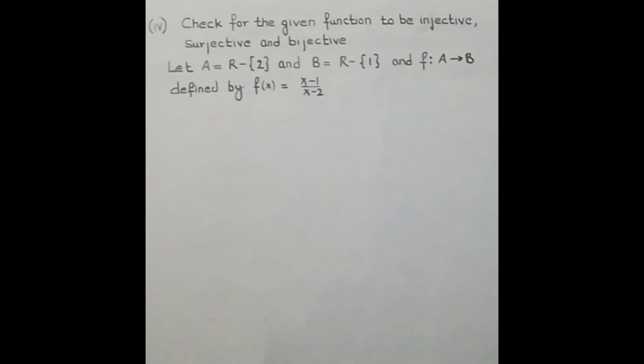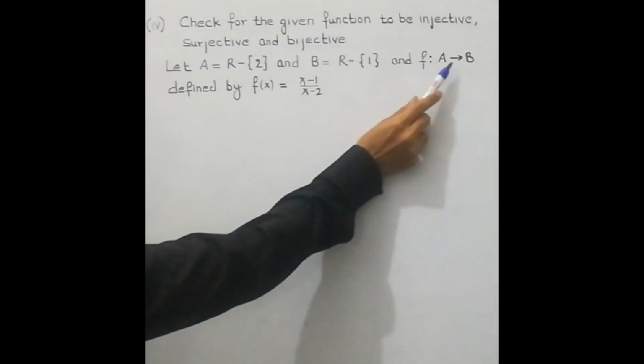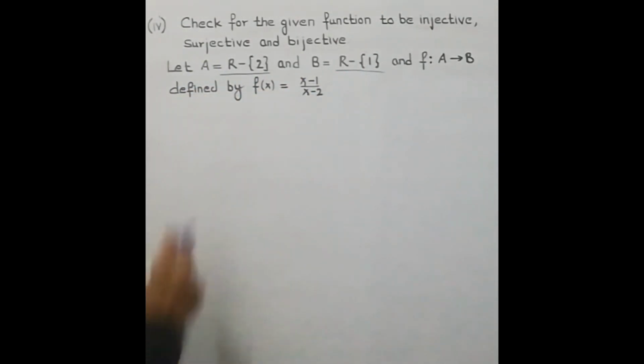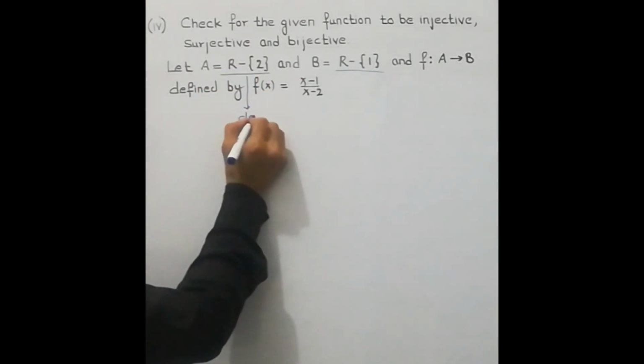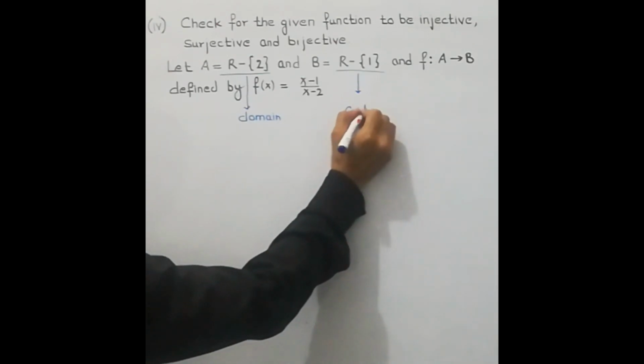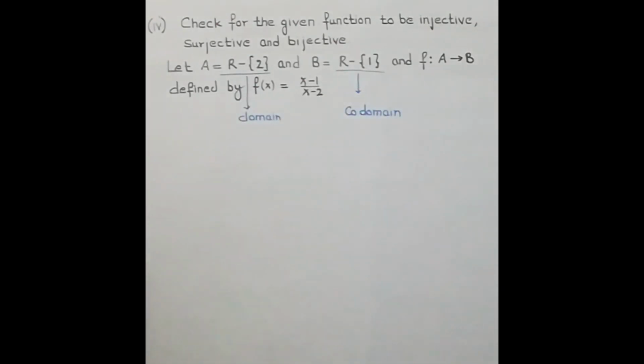Let us consider question number 4. Here, set A is the real numbers except 2 and B is the set of real numbers except 1, and the function is defined from A to B. So in this question, this is our domain and this is our codomain, not range, codomain. The function is A to B, so set A represents the domain and set B represents the codomain.